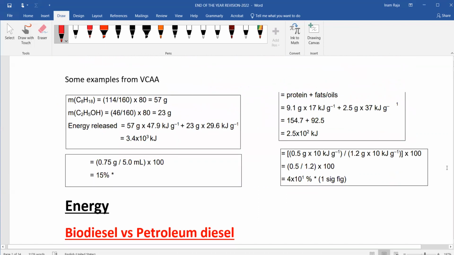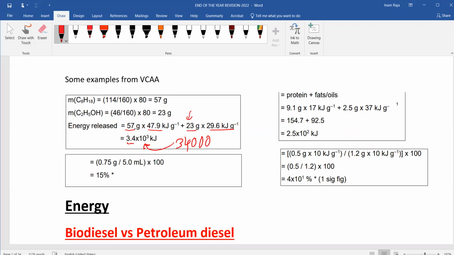I'll just give you some examples here. It is from VCAA past exams. For example, they're trying to find energy. Don't worry about the question, just look at the final operation. They have 57 times this number and then adding this number. The final operation is addition, and you see that there are 2 Sig Figs here. So your answer has 2 Sig Figs. If the answer looks like this, 34000, you need to change it to scientific notation to make it correct for Sig Figs.